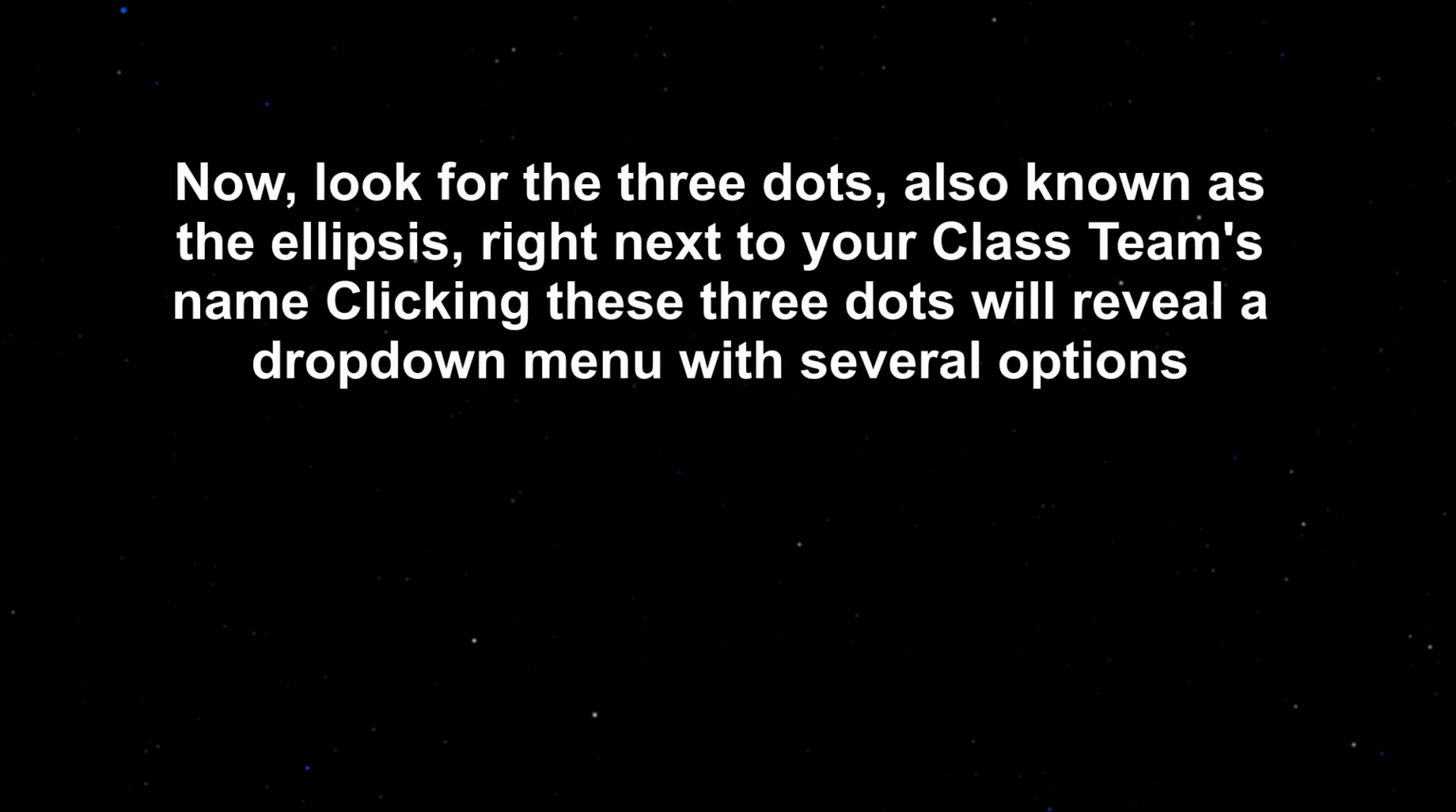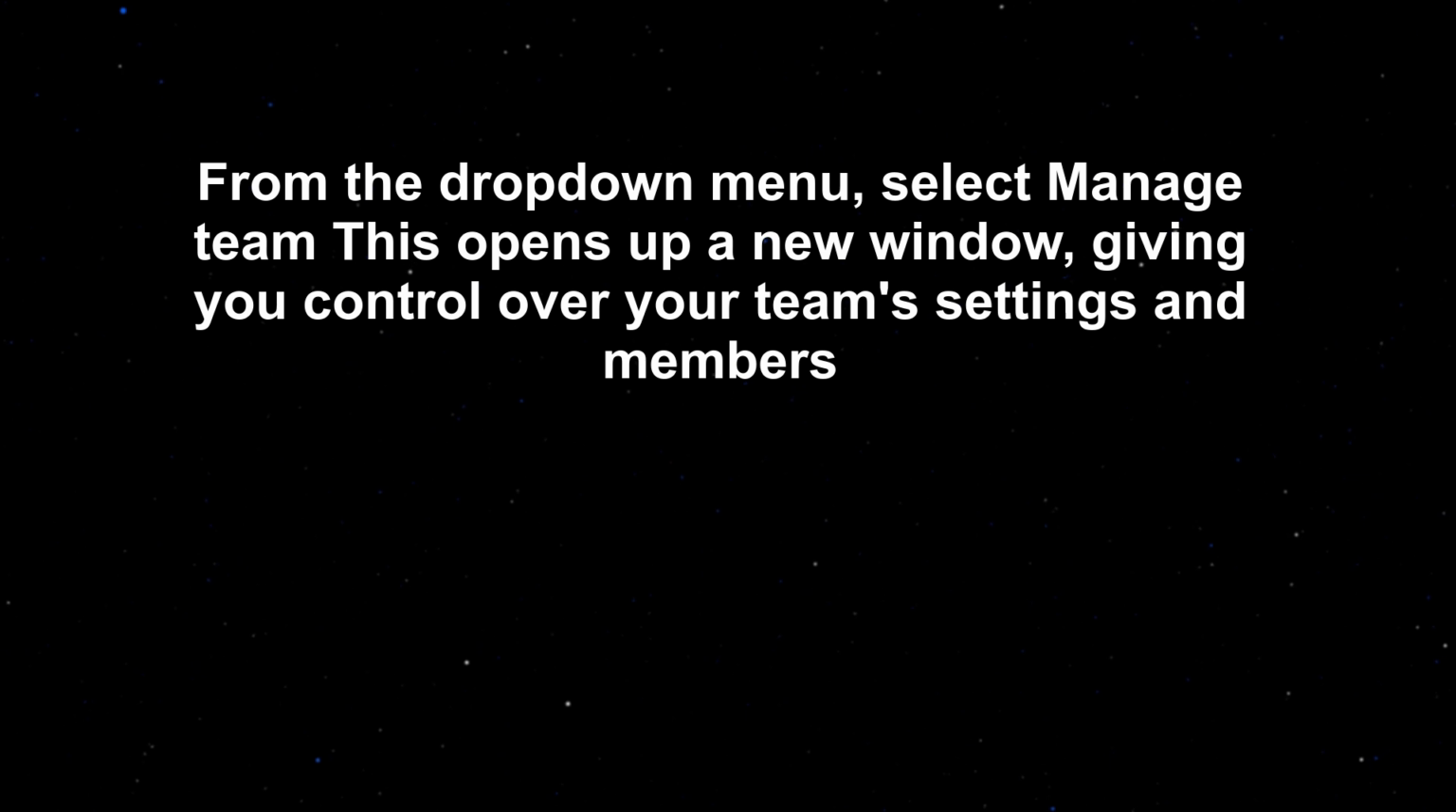Now, look for the three dots, also known as the ellipsis, right next to your class team's name. Clicking these three dots will reveal a drop-down menu with several options. From the drop-down menu, select Manage Team. This opens up a new window, giving you control over your team's settings and members.